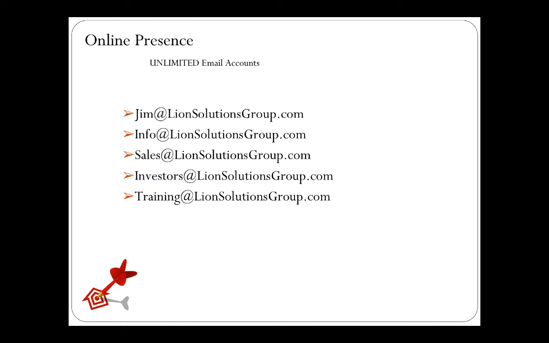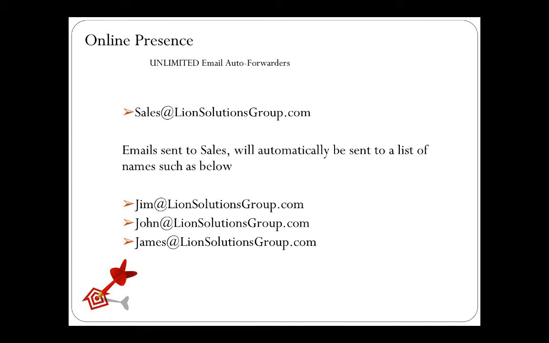You can also go and add other email accounts. Add an email for each of your team members, such as Jim, John, Sue. But you also have a team email, such as info or sales, investors, and training. You could have each one of those email accounts. For your sales team, if it's 3 people, Jim, John, and James, you can go in and set up an auto forwarder. Whereas any emails coming into sales will automatically be sent to Jim, John, and James. And then each of those guys can respond using their own email.